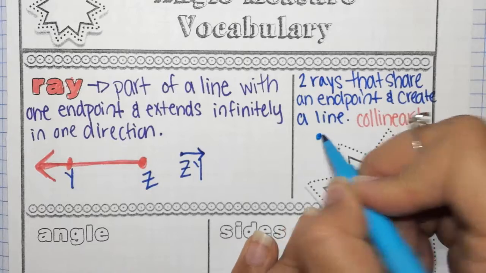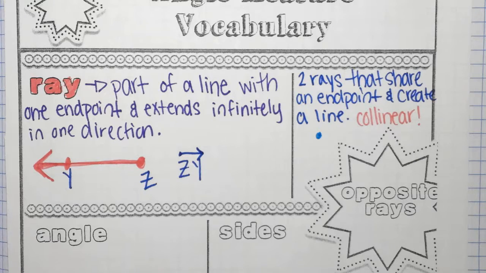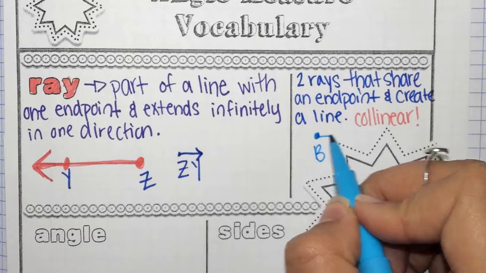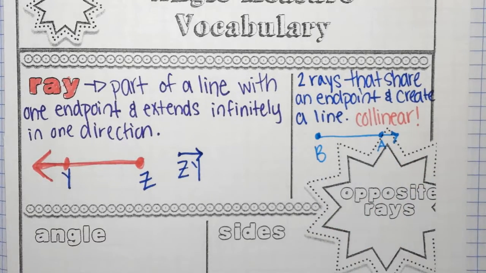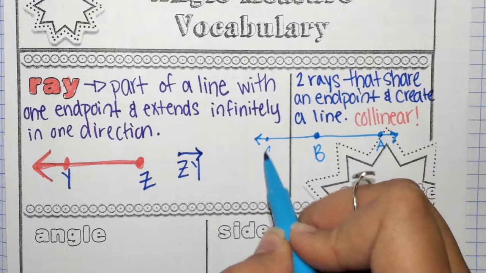Put a point. Yes. No. That's a good question. No. Alright, call this B. And this is my one ray. So what does my opposite ray need to do? Point the other way. Go to the left.